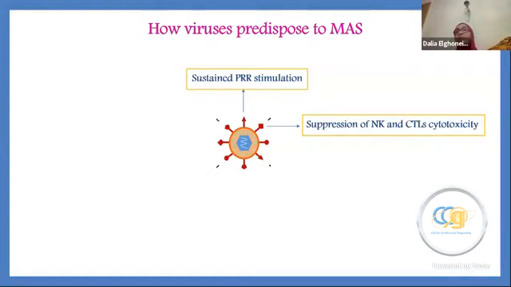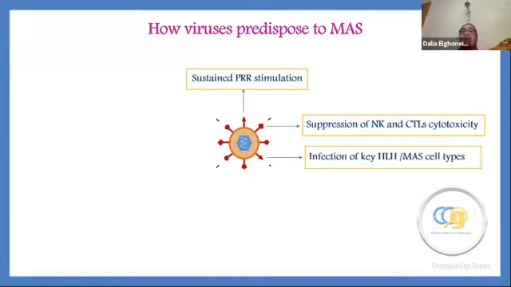And this is through inhibition of certain activating ligands to these cells and decreasing perforin expression and certain other proteins involved in the apoptotic pathway in the natural killer and cytotoxic T lymphocytes. Sometimes the virus, instead of or in addition to infecting the classic cell, causes infection of key HLH cell types, like infection of the dendritic cells, infection of the macrophages, infection of the natural killer cells themselves, so disturbing the immune response.